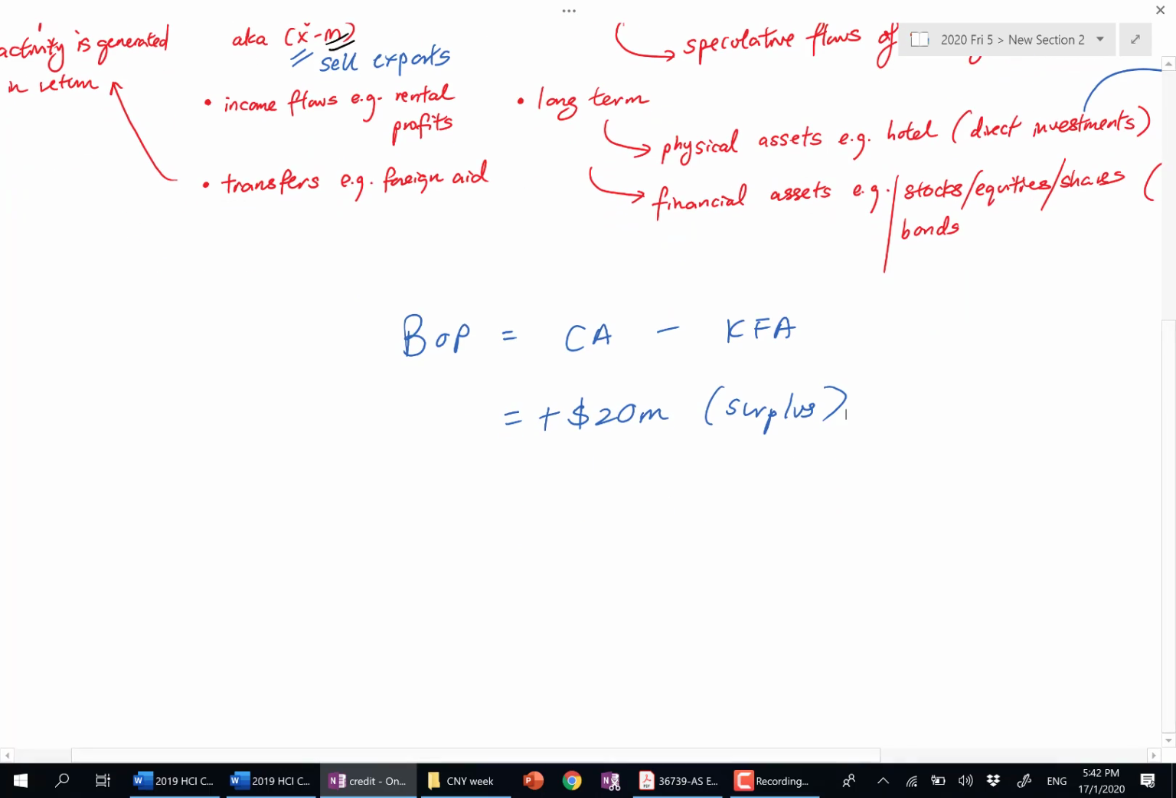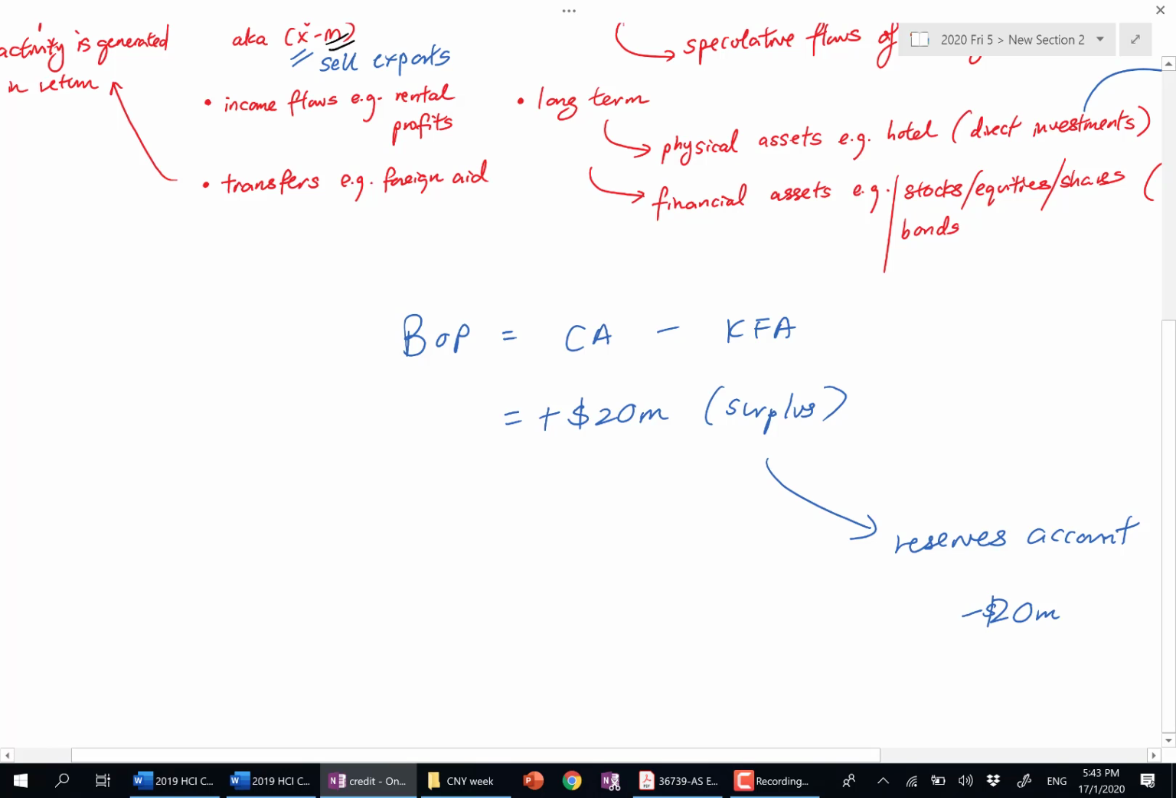Okay, so this is a surplus. What happens to that surplus? You squirrel it away into your savings. So the surplus goes into your reserves account. It's like the table had $20 million. Now they all go into the reserves account. You sweep them away into your reserves account. So the reserves account will show minus 20.